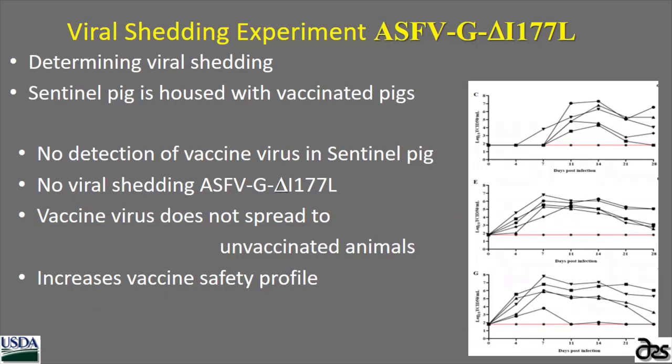We then looked at viral shedding, and we did this by adding a sentinel pig to be co-housed with all of our vaccinated animals. You can see here the red line is our sentinel pig, and we saw no detection of vaccine virus. So this means there's no functional viral shedding of our vaccine Delta I177L. So this vaccine virus does not spread to unvaccinated animals, and this is important as this increases the safety profile for this vaccine.